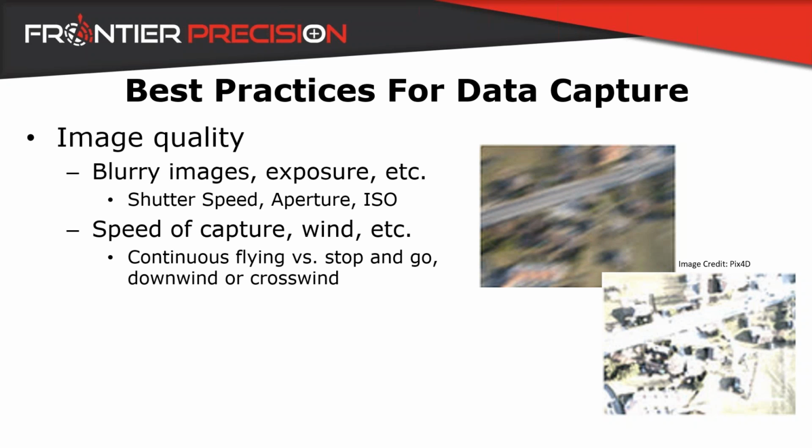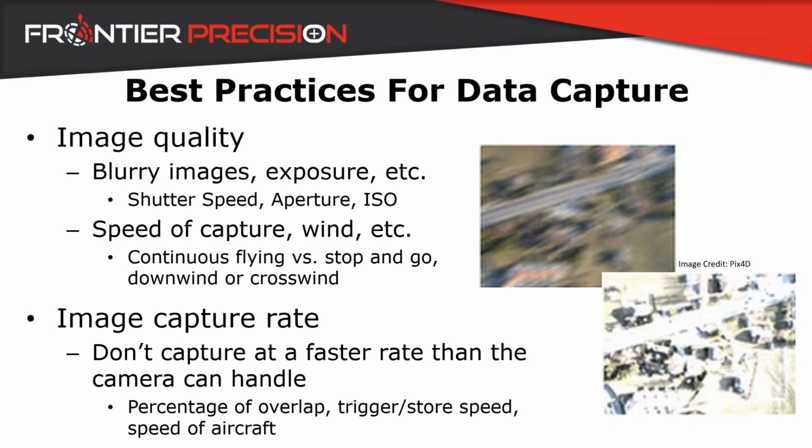Also, another thing that can be problematic would be the image capture rate. Don't set your project up to capture images at a faster rate than the camera can take them. If this happens, the camera will be triggered to take the next picture while it's still saving the previous image to the camera's memory. It's a fairly common mistake and can be basically prevented by just checking your flight speed and your percentage of overlap. Some manufacturers even give you some indication as to the trigger and store speed and if it's going to work or not. So just again, be aware of that.